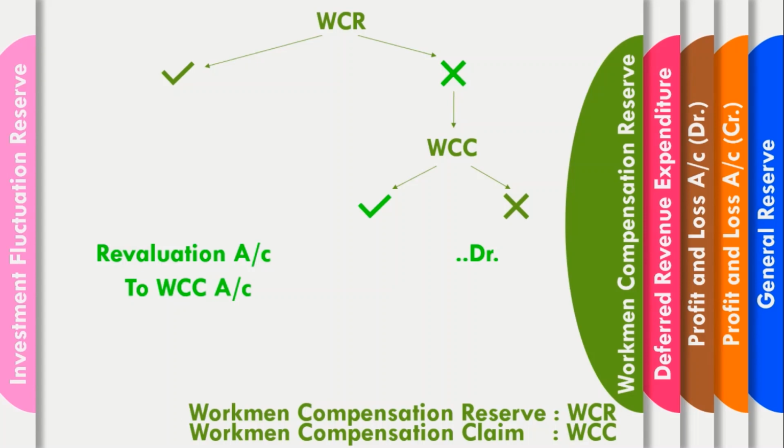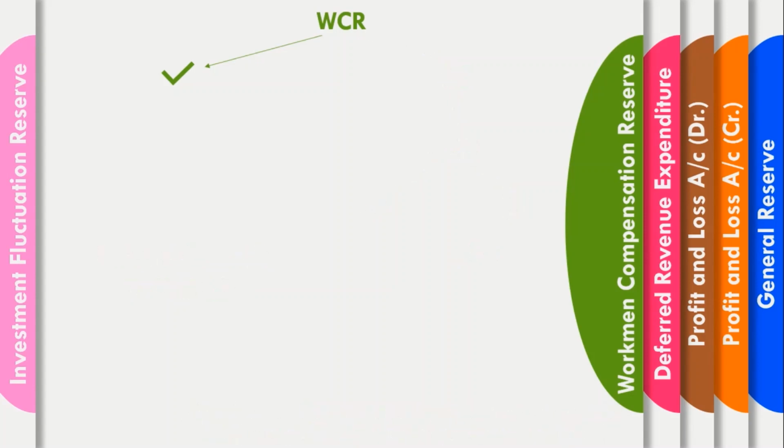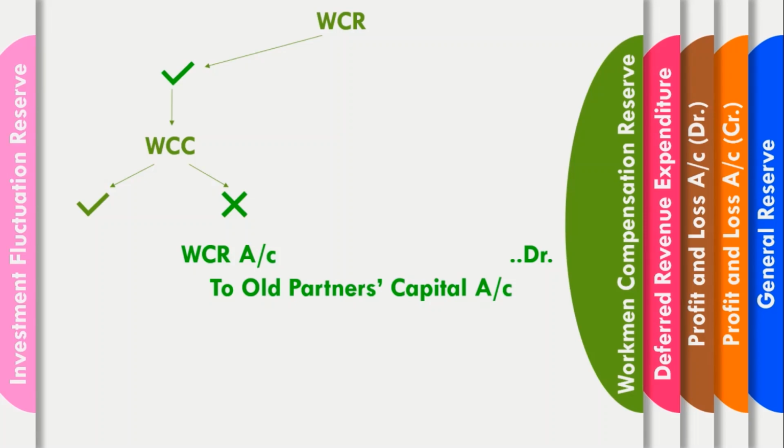Now, when workmen compensation reserve is there, we will see whether workmen compensation claim is there or not. Now, if workmen compensation reserve is there and workmen compensation claim is not there, then we need not pay anything to our workmen. We are having reserve, that reserve old partners will distribute among them. So workmen compensation reserve account debit to old partners capital account.